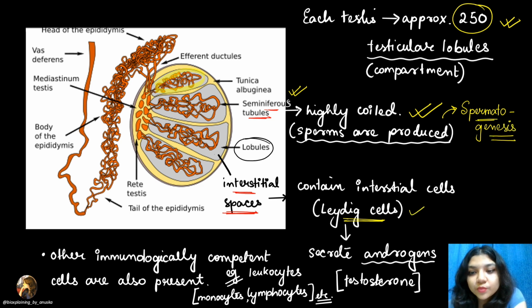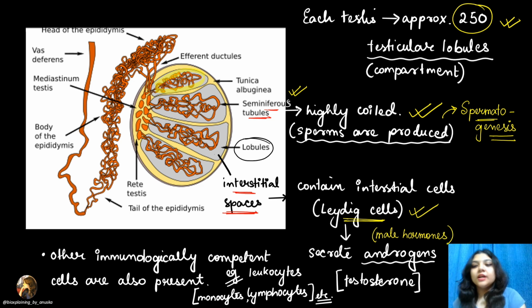And Leydig cells, what is their function? Their function is to secrete androgens. What does androgens mean? These are the male hormones that are produced. These are nothing but the male hormones, right? For example, testosterone is the androgen which is produced.